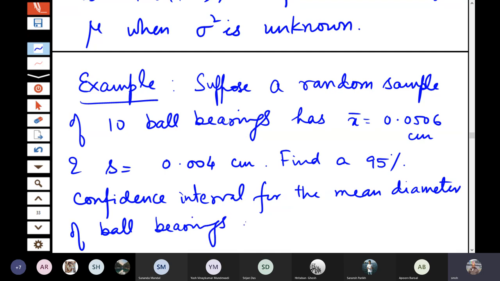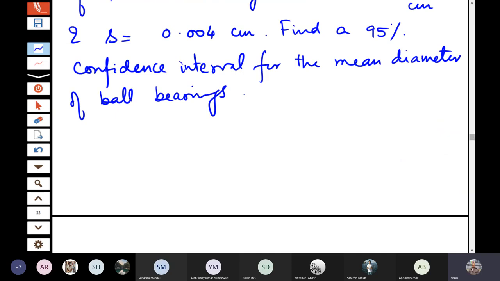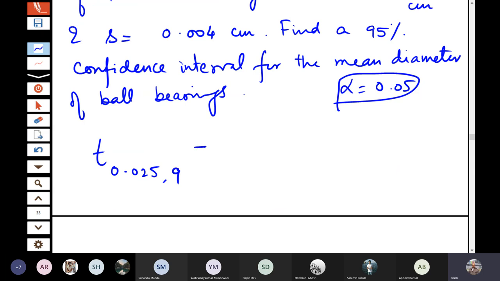So we want to find out a confidence interval for the mean diameter of certain ball bearings. A random sample of 10 ball bearings has been taken, and that has a sample mean of 0.0506 centimeter, and the sample standard deviation is 0.004 centimeter. So if you want to find out the confidence interval, I will use t alpha by 2, that is 0.025. Suppose I am taking alpha equal to 0.05, because I want a 95% confidence interval. So I will look at the tables of the t distribution, t 0.025 with 9 degrees of freedom, that is 2.262.